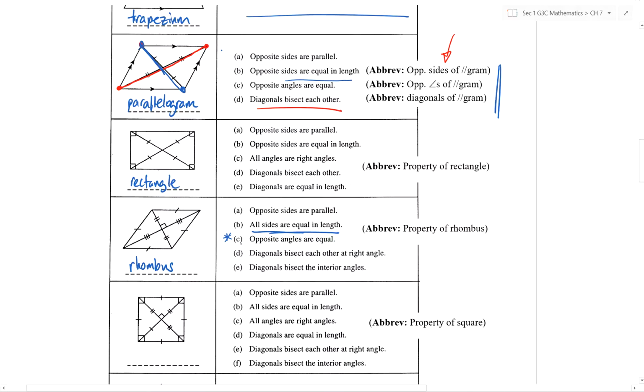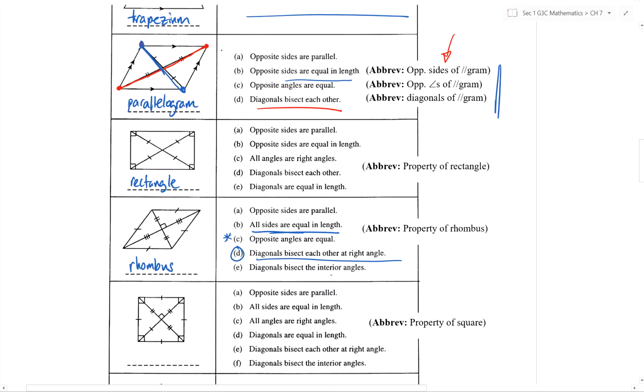Next, part D, the diagonals, this time they bisect each other, not just dividing each other into two parts, but also they bisect at right angles. So here, 90 degrees, 90, 90, and 90 degrees.